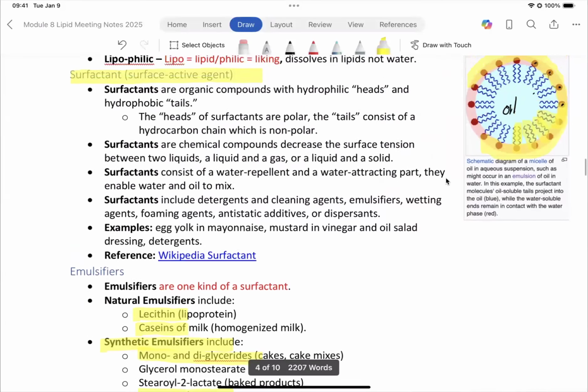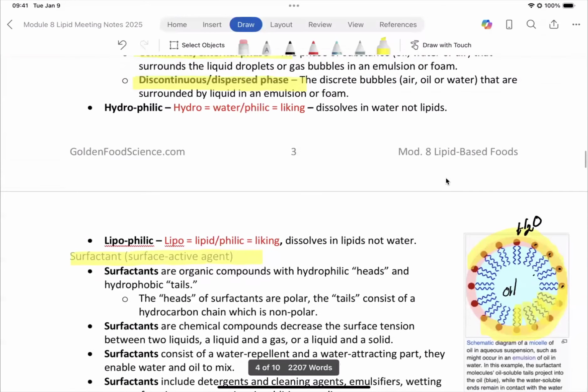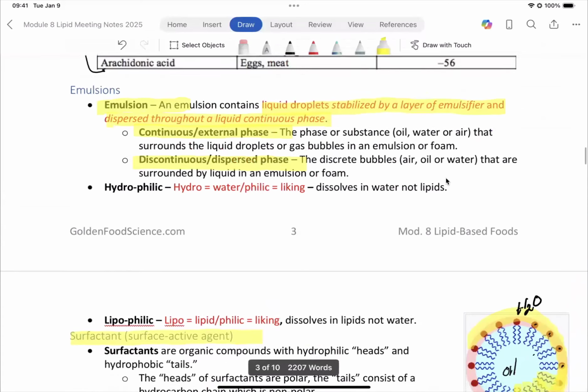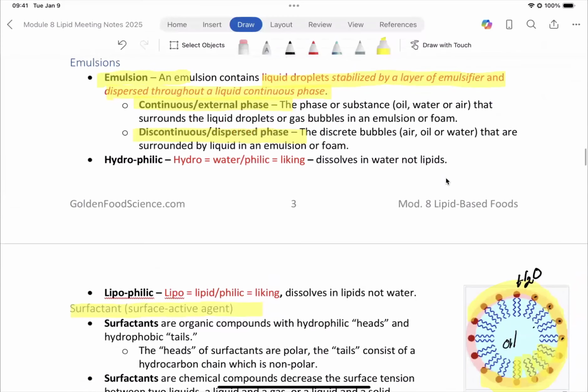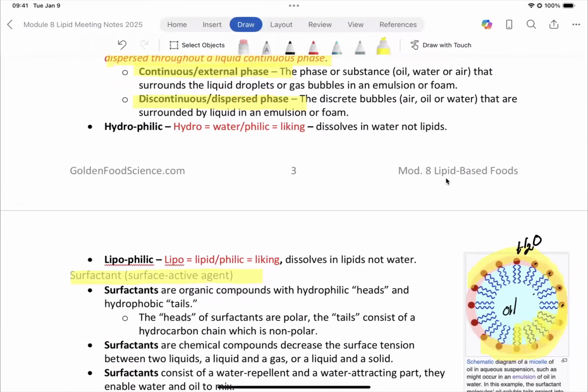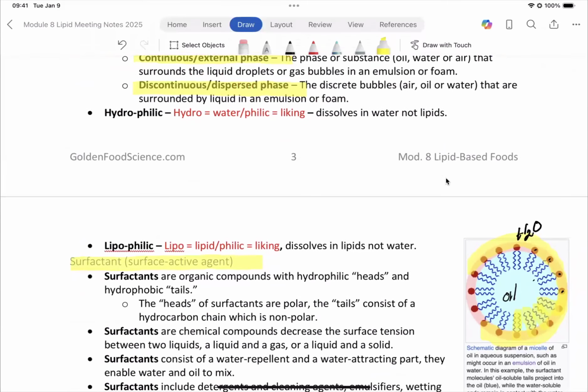Questions about an emulsion so far? They contain both a hydrophilic and a hydrophobic, or a lipophilic and a lipophobic part. In other words, one part of them likes fat and one part likes water, and that's why they are able to keep the droplet.